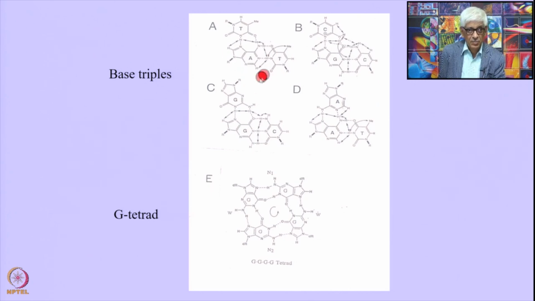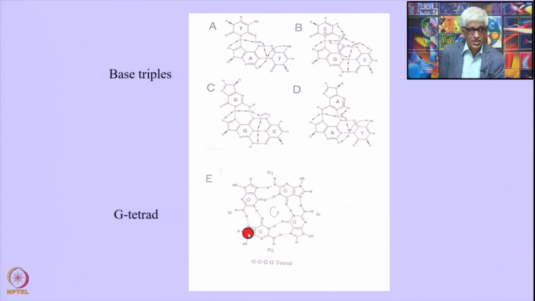Now these are base triples. Now you can also have quadruples, called the G tetrad. So 4 G's can hydrogen bond with each other to form what is called the GGGG tetrad. There are 4 G's here, very symmetric, and all the donor and acceptor sites are used up here.